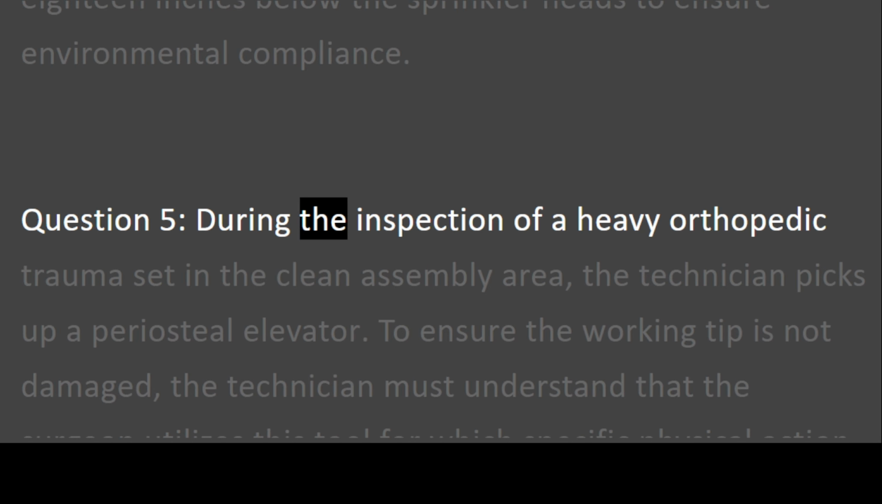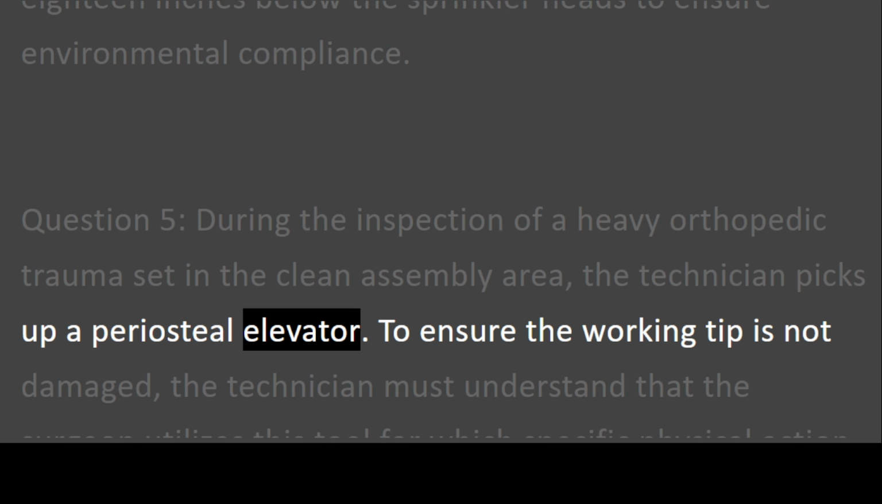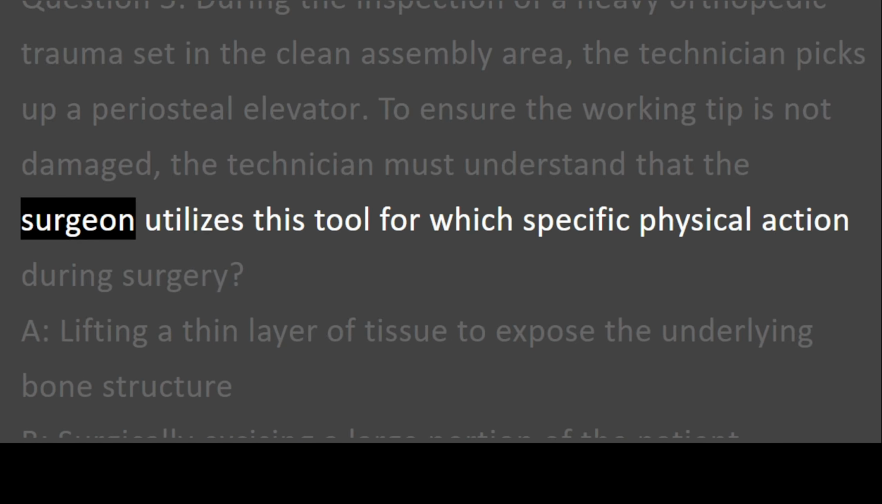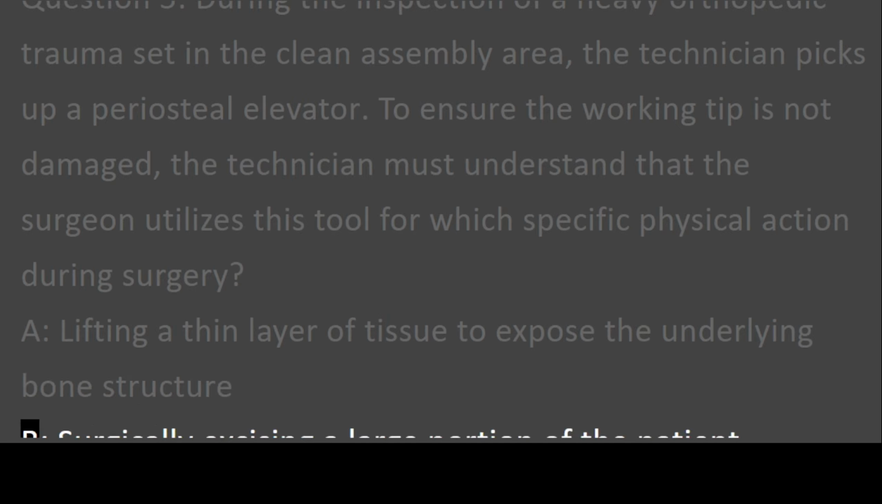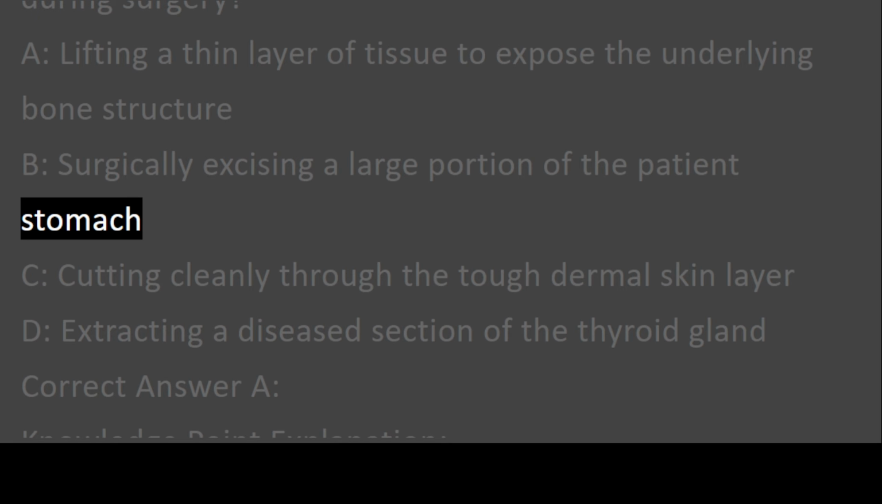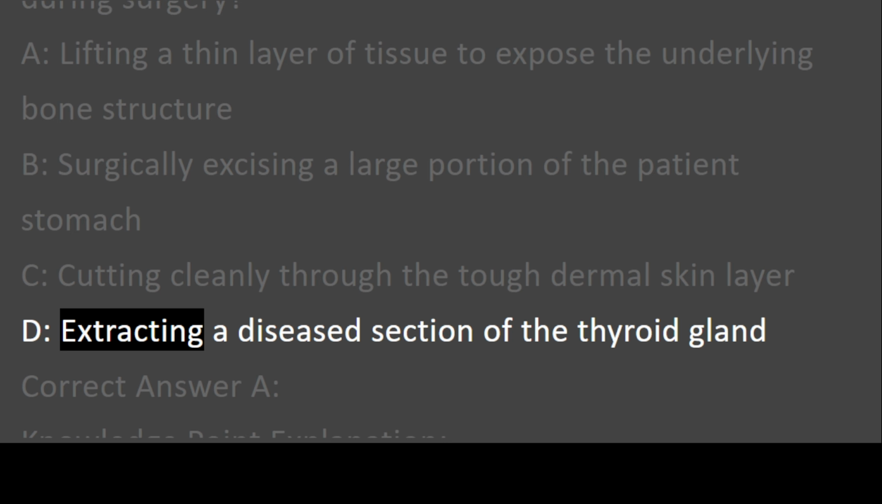Question 5. During the inspection of a heavy orthopedic trauma set in the clean assembly area, the technician picks up a periosteal elevator. To ensure the working tip is not damaged, the technician must understand that the surgeon utilizes this tool for which specific physical action during surgery? A. Lifting a thin layer of tissue to expose the underlying bone structure. B. Surgically excising a large portion of the patient's stomach. C. Cutting cleanly through the tough dermal skin layer. D. Extracting a diseased section of the thyroid gland.